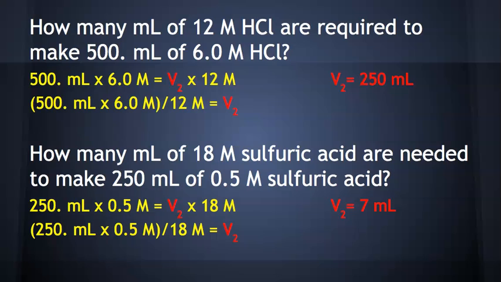Second problem, how many milliliters of 18 molar sulfuric acid are needed to make 250 milliliters of 0.5 molar? So we say 250 milliliters times 0.5 molar equals V2 times 18 molar. Divide both sides by 18. And we're going to get, it's really like 6.94, but we'll round that and say 7 milliliters is our V2.